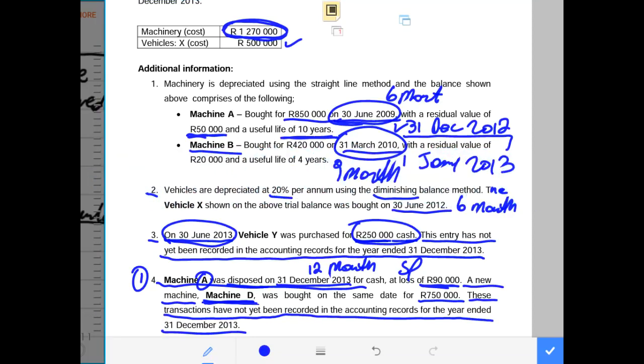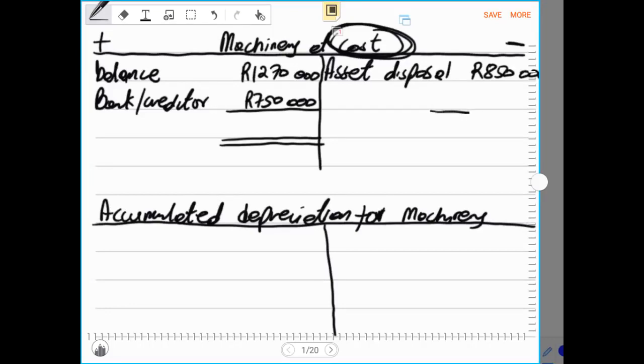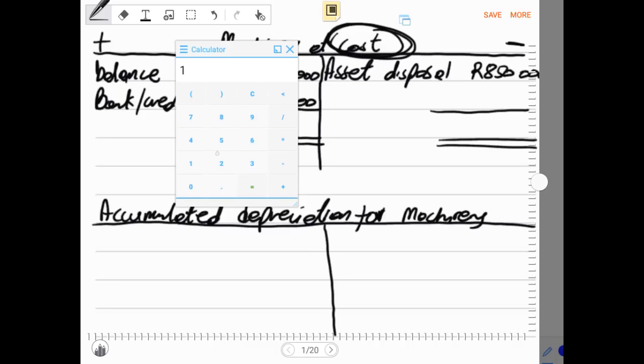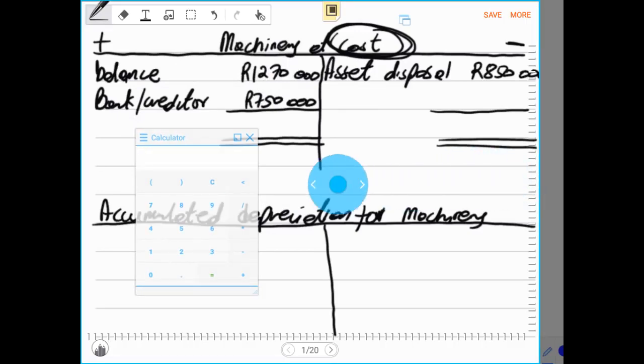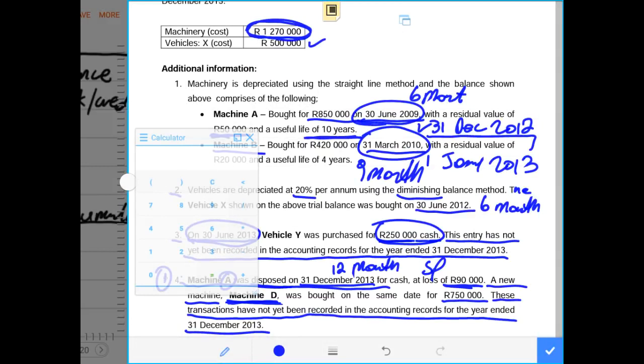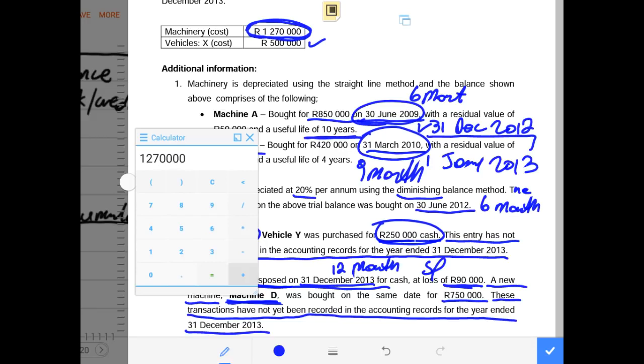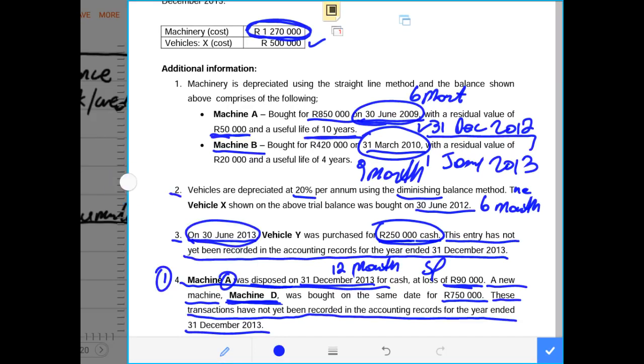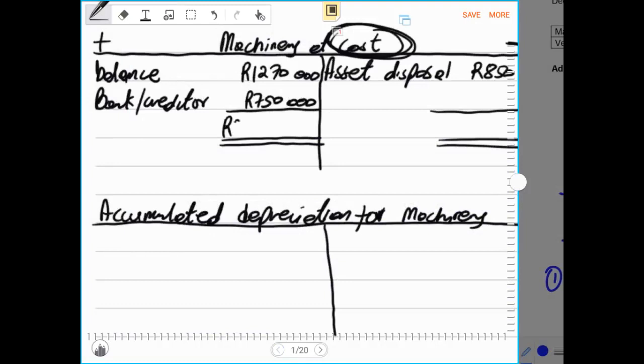So now we can balance this ledger account by taking the total of the bigger side. So now we'll have 1,270,000 plus 750,000. And this gives us 2,020,000 rands on both sides. Then after we will have our balance carried down.